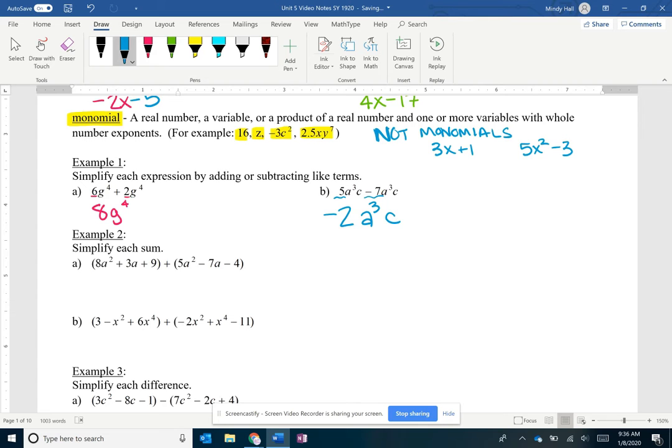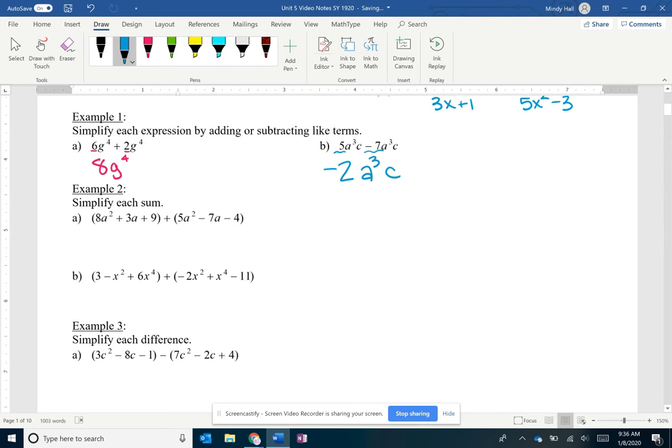So for example 2, we need to simplify each sum. And so when we are adding, it's pretty easy because we can just look for our like terms. We have 8a squared and 5a squared, and all of this is getting added. So 8 plus 5 would give us 13a squared. Then we would have 3a plus negative 7a. So 3a minus 7a would give us negative 4a. And then we would have positive 9 minus 4, which is a positive 5.